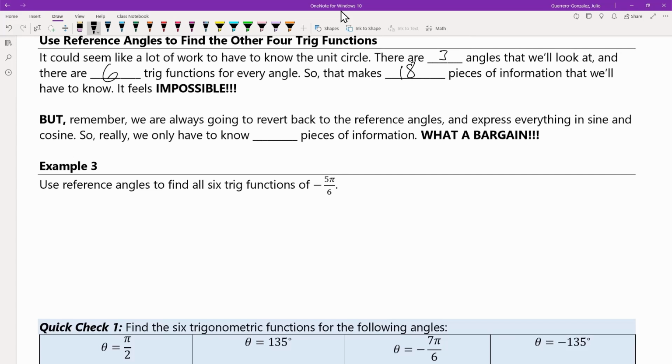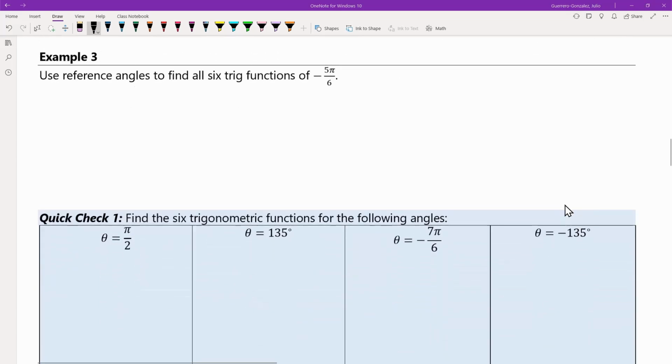But what we can do is we can use reference angles to basically reduce our work. Okay, so let me show you guys what I'm talking about. I'm going to use reference angles to find all 6 trig functions of negative 5 pi over 6.